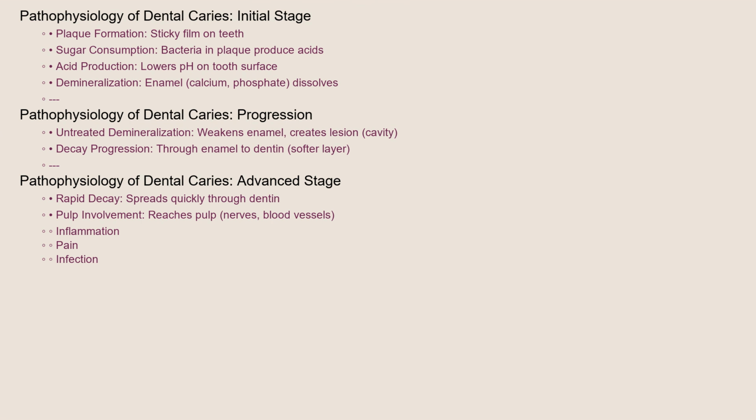If left untreated, the decay progresses through the enamel, reaching the dentin, a softer layer underneath. Once in the dentin, the decay spreads more rapidly, eventually reaching the pulp, the innermost part of the tooth containing nerves and blood vessels. This can lead to inflammation, pain, and even infection.